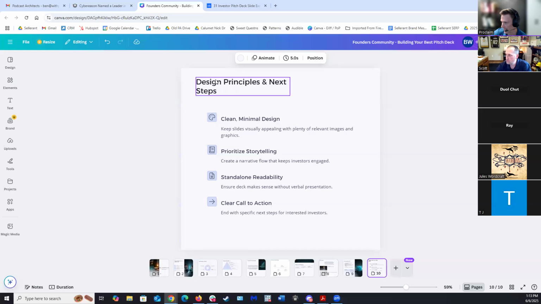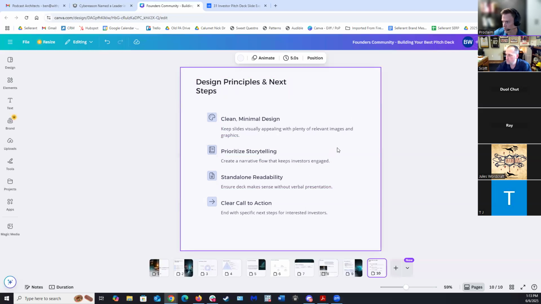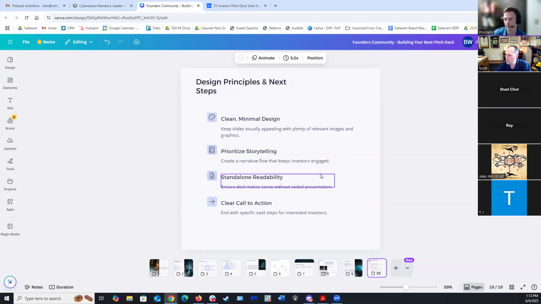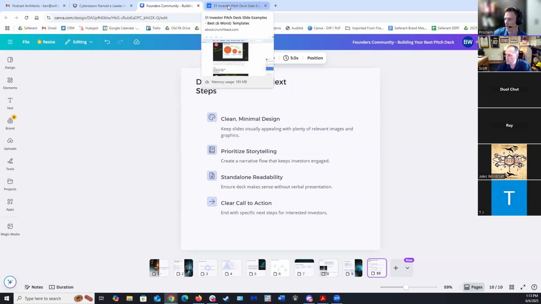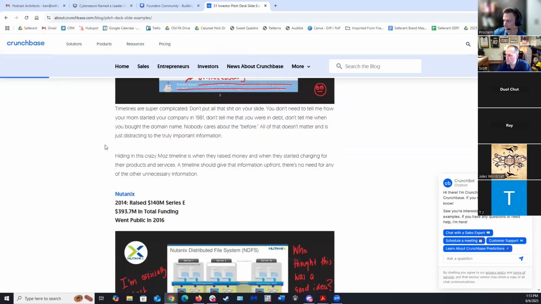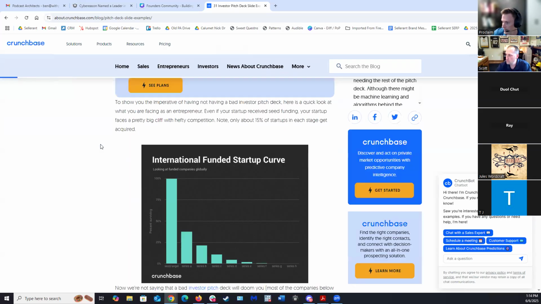And then we're back to visual storytelling, standalone readability. You have to make sure that it works without you talking them through it. And then here are some don'ts. We'll get into some don'ts and then we'll get into Q&A. So Crunchbase did a good job putting this together.